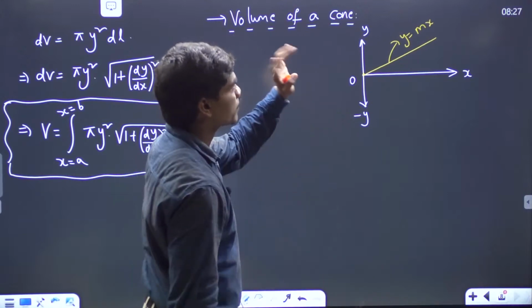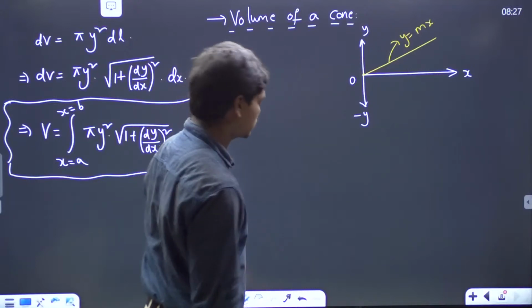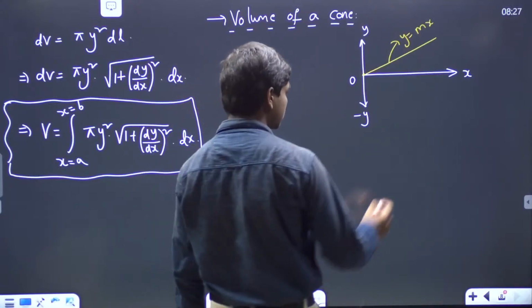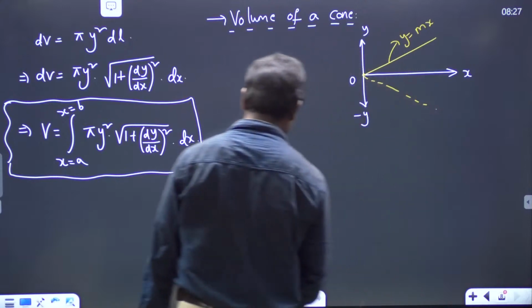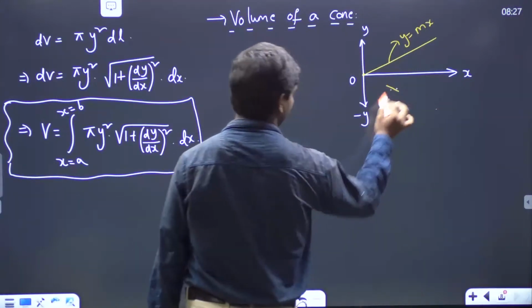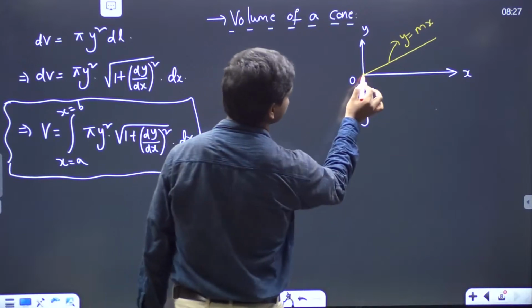So please see here, y is equal to mx is the curve. So now when you revolve this about the x-axis, basically how could it look like? I think I'm not drawing fine. So see here.